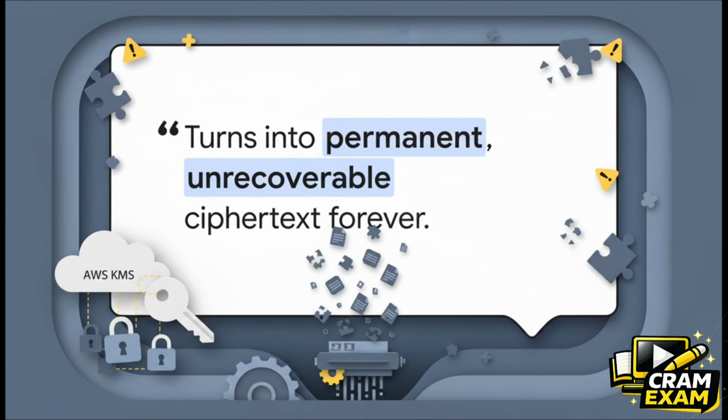I'll leave you with one final warning. Never delete a customer-managed KMS key unless you are absolutely 100% sure that no data is currently encrypted with it. Because if you delete that master key, every single file, every database, and every snapshot tied to it instantly turns into permanent, completely unrecoverable ciphertext forever. So before you ever hit that delete button, ask yourself, do you know exactly what that key is guarding? And what other invisible security traps are lurking in your cloud architecture right now, just waiting to be tripped?